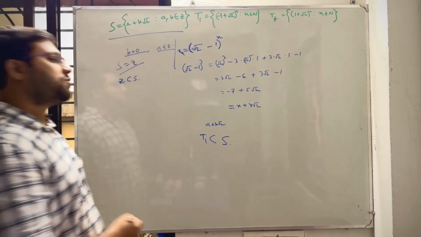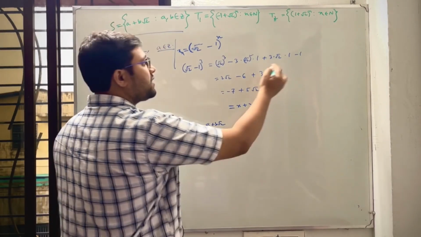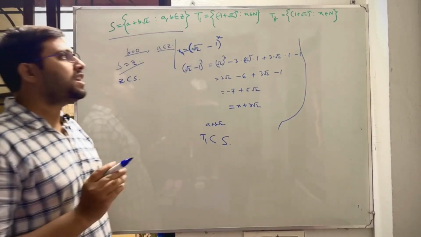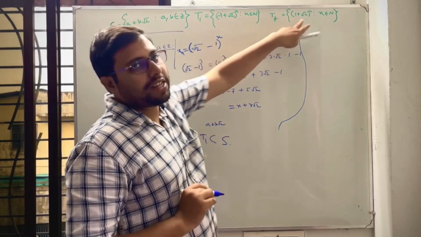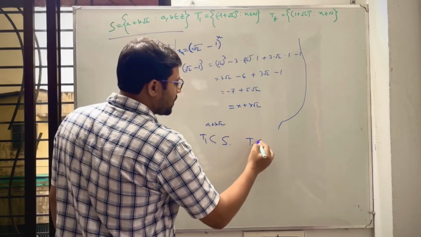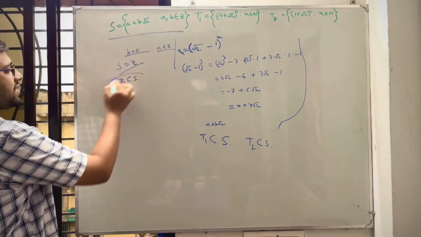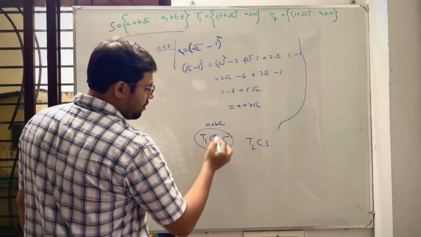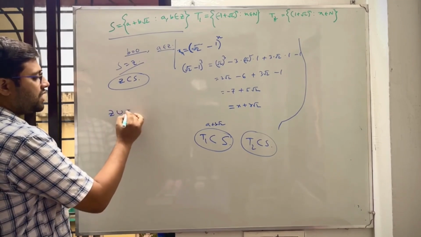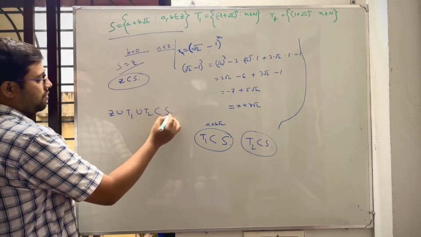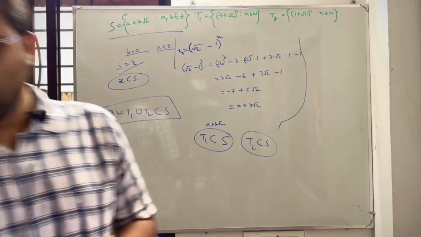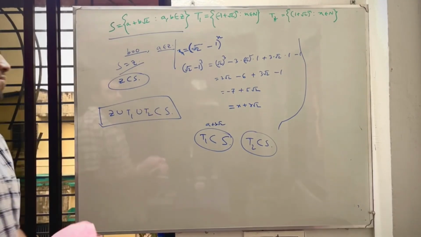And the similar thing holds for T2. Using the same binomial expansion of the elements of T2 for any natural number, we can easily check that all the elements are of the form a plus b root 2. So T2 is also a subset of S. So combining these results, Z subset of S, T1 subset of S, T2 subset of S, we can say that Z union T1 union T2 is also a subset of S. Okay, so this option is true. Now we will check options B, C, and D.